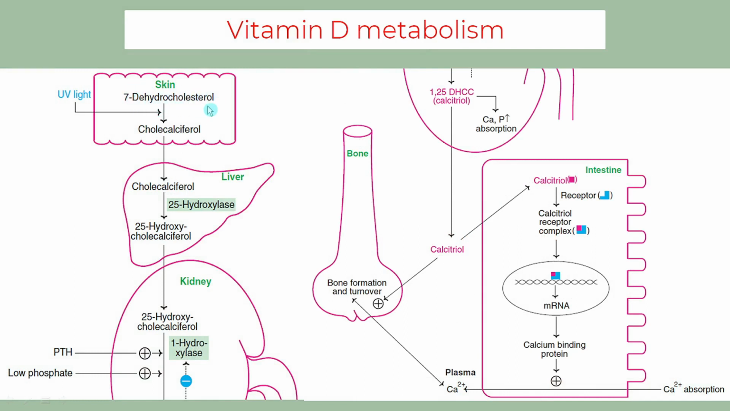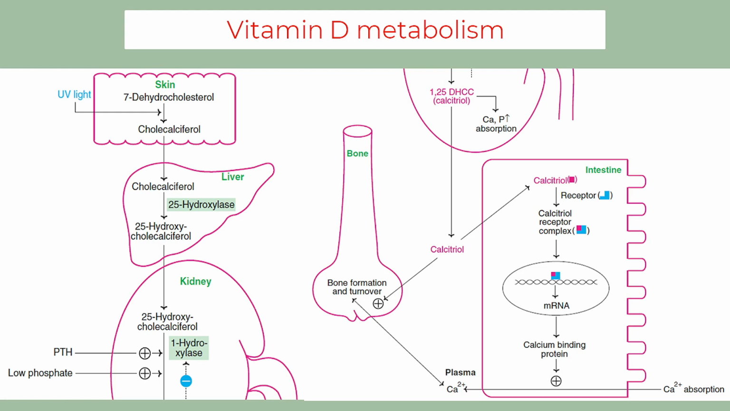But you need to know that vitamin D is metabolized in the body into its active state, which I already told you. 7-dehydrocholecalciferol is converted into cholecalciferol with the help of UV light, and this cholecalciferol goes to the liver and is converted into 25-hydroxycholecalciferol with the help of the enzyme 25-hydroxylase. It goes to the kidney. In the kidney, the 1-hydroxylase enzyme converts it into 1,25-dihydroxycholecalciferol, calcitriol, the active form of vitamin D.